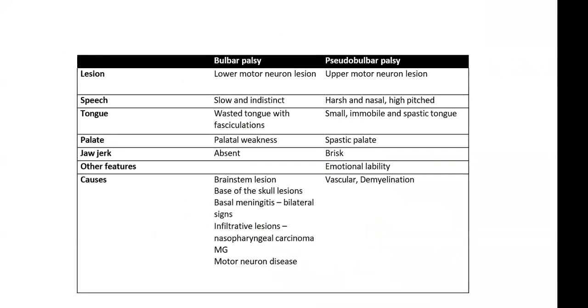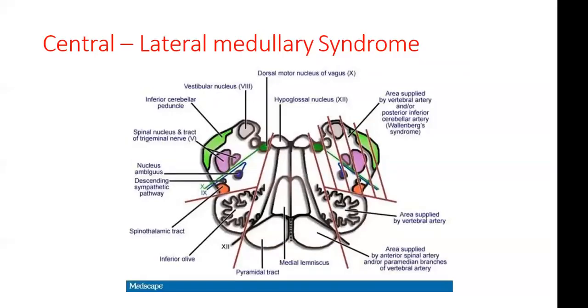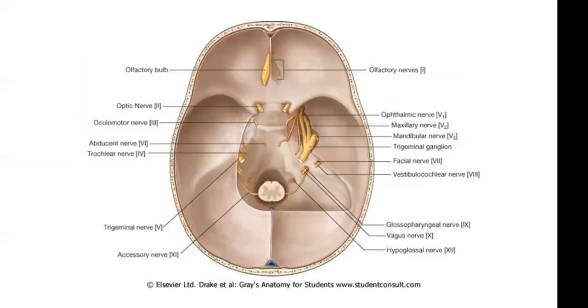Pseudobulbar palsy is an upper motor neuron innervation problem of these cranial nerves. Bulbar palsy is a lower motor neuron problem. And the lesion could be anywhere from the nuclei of these nerves right up to the exit points and the course of these cranial nerves. Any questions?